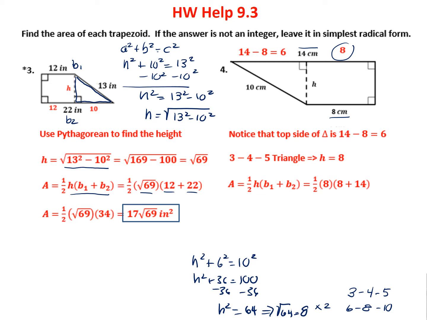So now we plug it into our equation for a trapezoid. The height, as we said, is 8. And B1 and B2 are 8 and 14. Remember that when you come back here, 14 is the whole base. So half of 8 is 4. And 8 plus 14 is 22. 4 times 22. And our answer is 82 square centimeters.